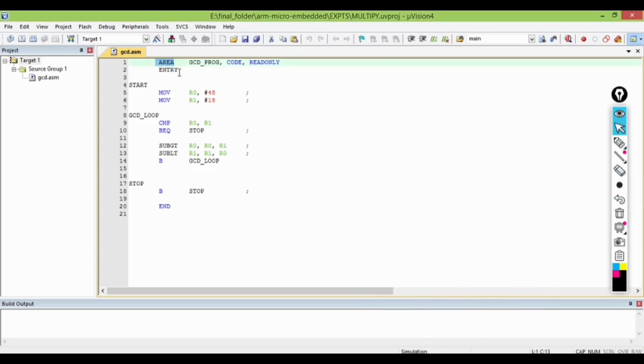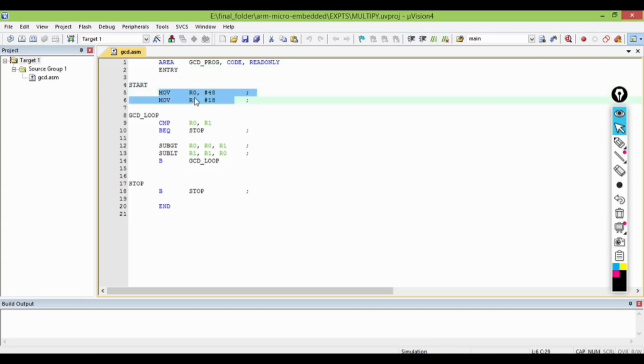AREA is an assembler directive which defines a section of memory in order to store this particular instruction, and that section of memory is named GCD program. CODE indicates we are just storing instructions and not data. READONLY because we don't want any changes to happen to this information during runtime. ENTRY indicates where exactly execution starts, that is, at the very first label that is seen after this assembler directive, which in our case is nothing but start.